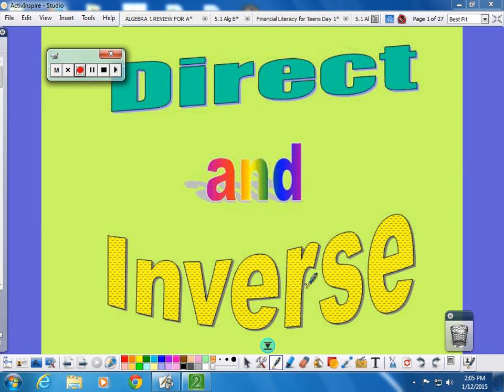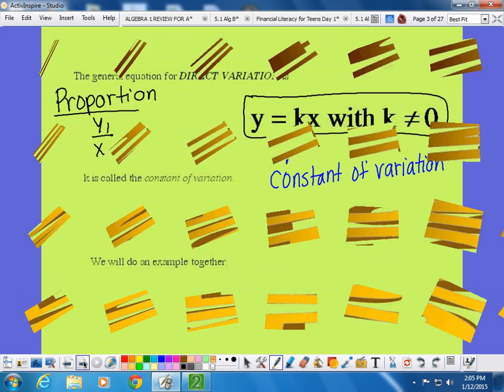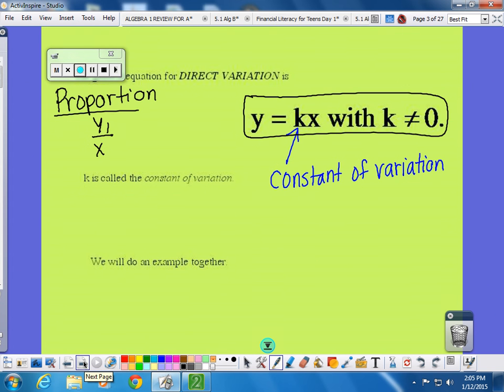We're going to talk about direct and inverse variation today. We'll just stick with direct variation. But it is true that this is the equation for direct variation: y = kx. Now, what is this called? Slope-intercept. Now, this is your y-intercept.